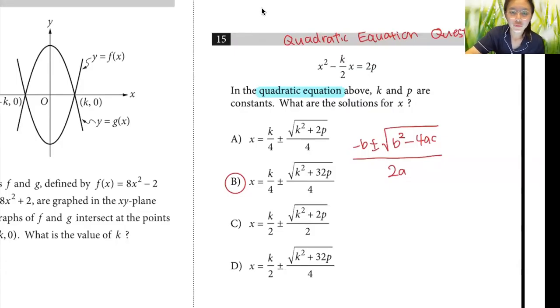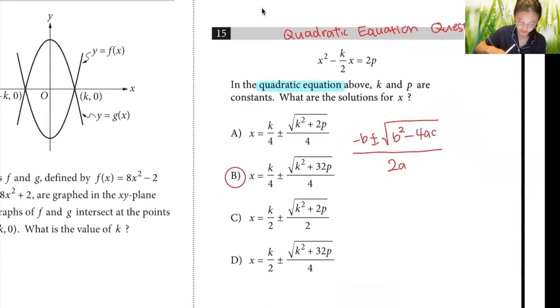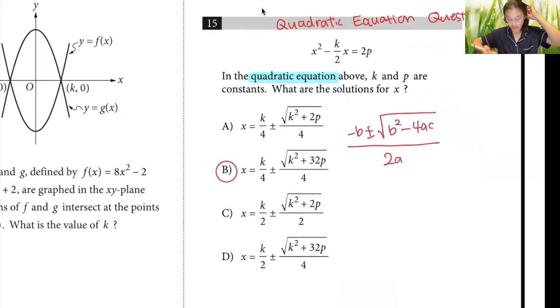In this video, I'll be going over practice test number 4, no calculator section question 15. So let's get started. This question is a quadratic equation question. And how would we know that? We know that from the question itself. It says in the quadratic equation above, K and P are constants, and so on. We know it from there.